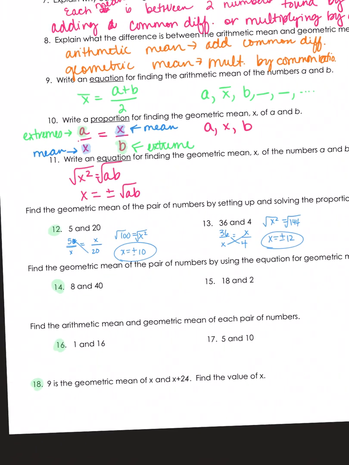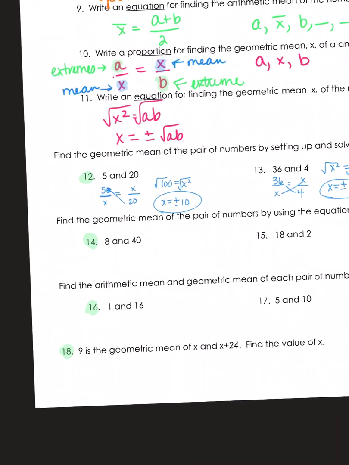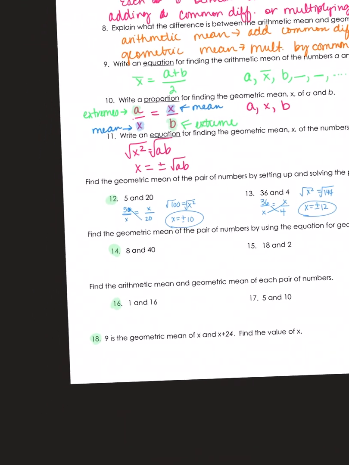Okay, and you can check your work, right? 4 times 3 is 12, 12 times 3 is 36. Good, we're multiplying by the same number, which was 3, to get from the first extreme to the second extreme. All right, let's do this one with the equation.